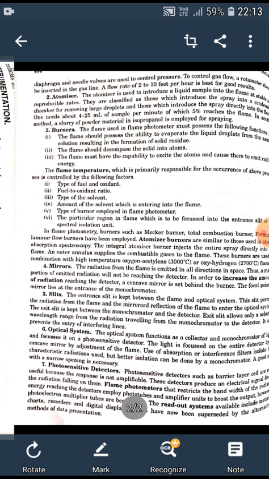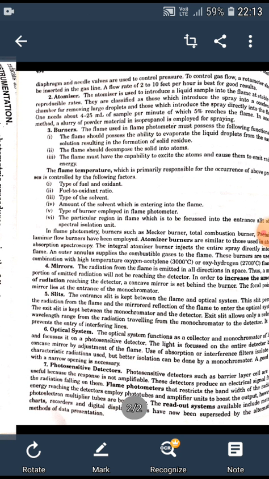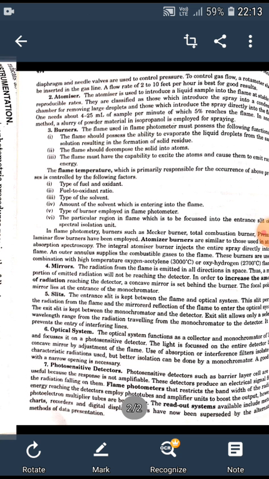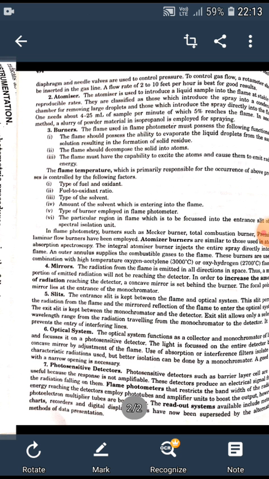Next, the part which is used is the optical system. The optical system functions as a collector and monochromator of light and focuses it on a photosensitive detector. The light is focused on the entire detector by a concave mirror by adjustment of the flame. Use of absorption or interference filters isolates the characteristic radiations used. Better isolation is achieved by using a monochromator. A good slit with a narrow opening is necessary.